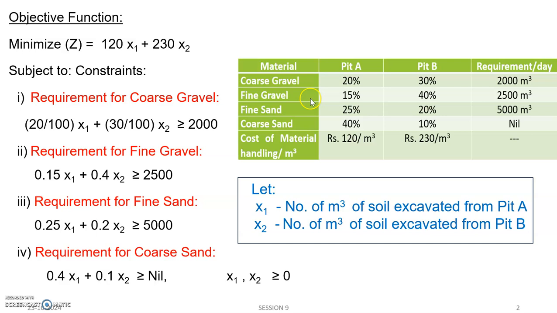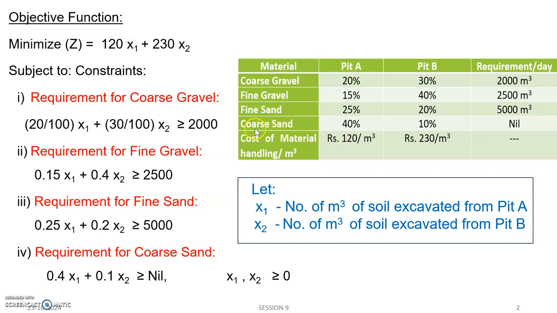Similarly, with respect to fine gravel, we can write it as 15%. So 15 by 100 into x1 plus 40 by 100 into x2 greater than equal to 2500 cubic meter. The third is with respect to fine sand, 25 by 100 into x1 plus 20 by 100 into x2 greater than equal to 5000 cubic meter.